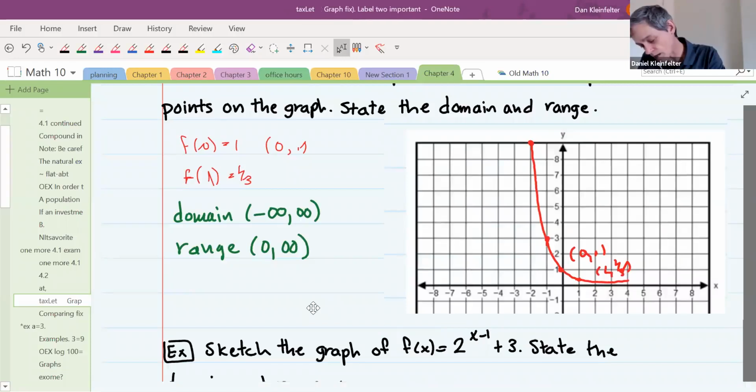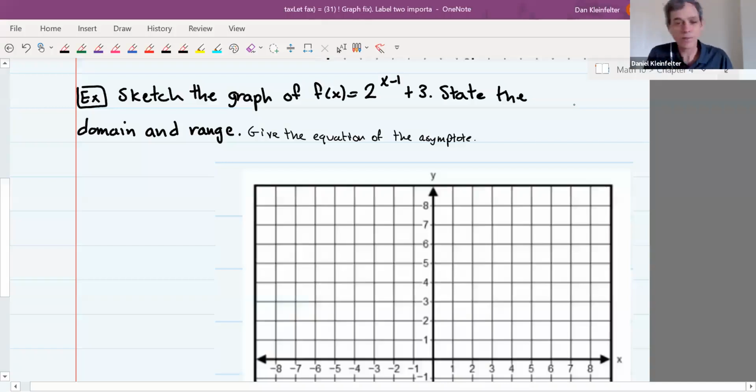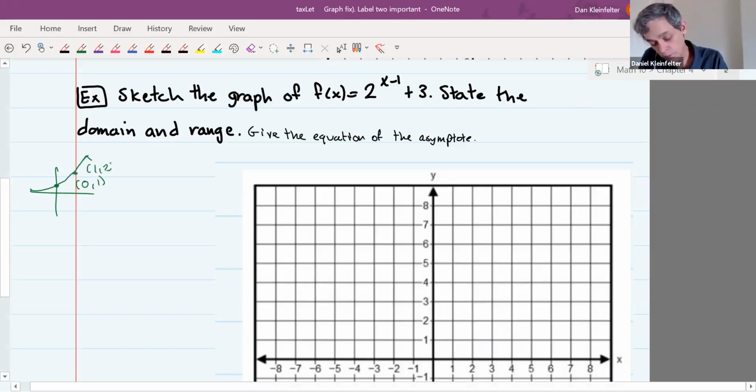Okay, so we're going to have another one next. This one is going to involve a translation. All right, so in this example, we want to graph 2 raised to the x minus 1 power plus 3. So we want to do this in terms of translation. So let's just remember what the graph of 2 to the x looks like. It's increasing because the base is more than 1. It passes through the points 0, 1, and 1, 2. That would be the 2 to the x function.